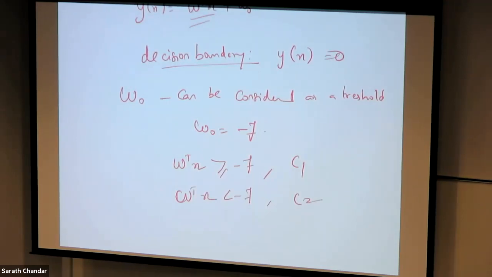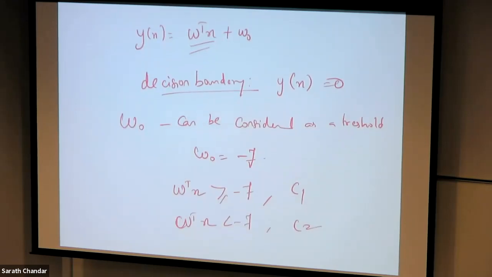Okay, so before the break, we looked at discriminant functions. A very simple discriminant function is W transpose X plus W0. We talked about how the bias term is kind of acting like a threshold. Now let's try to understand a bit more about the decision surface.